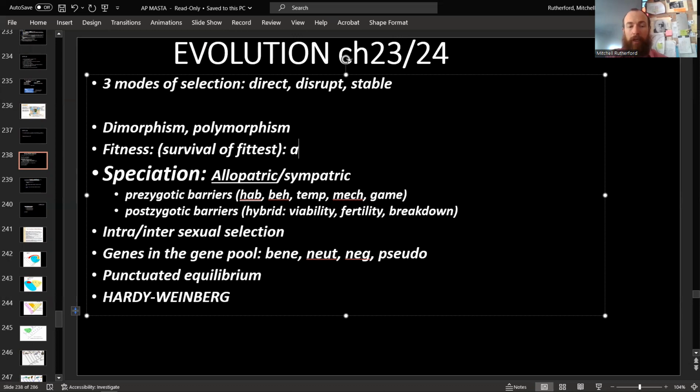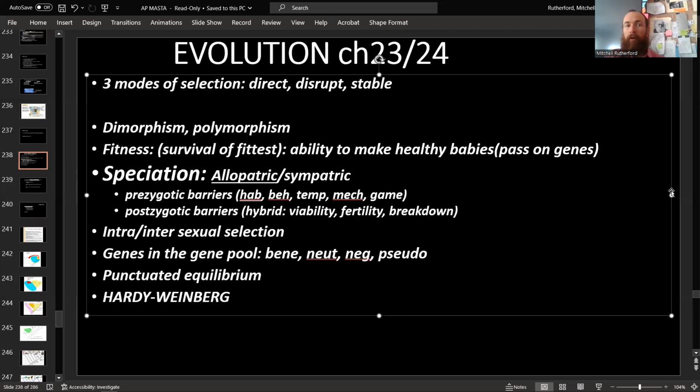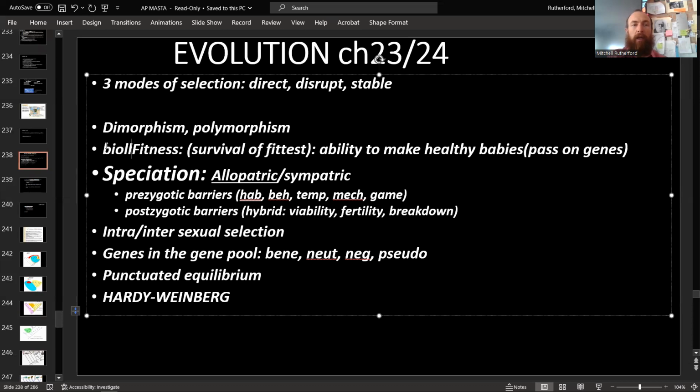It is literally the ability to make healthy babies, okay? AKA pass on genes. Reproduce. That is what we mean when we talk about fitness, and I guess specifically biological fitness.